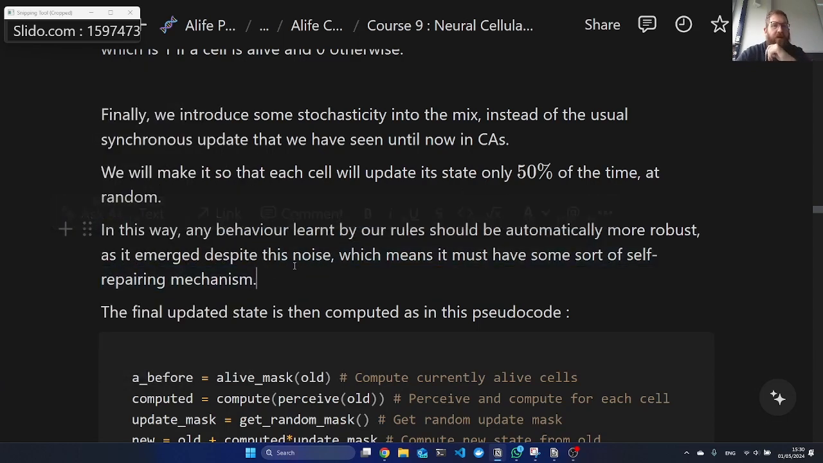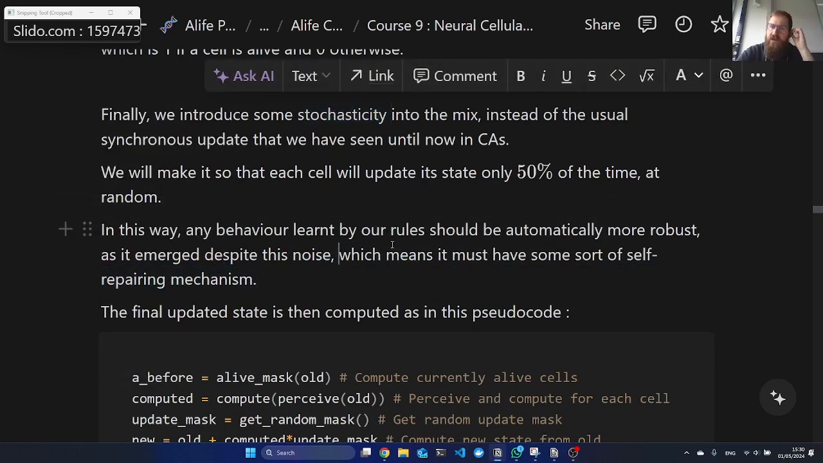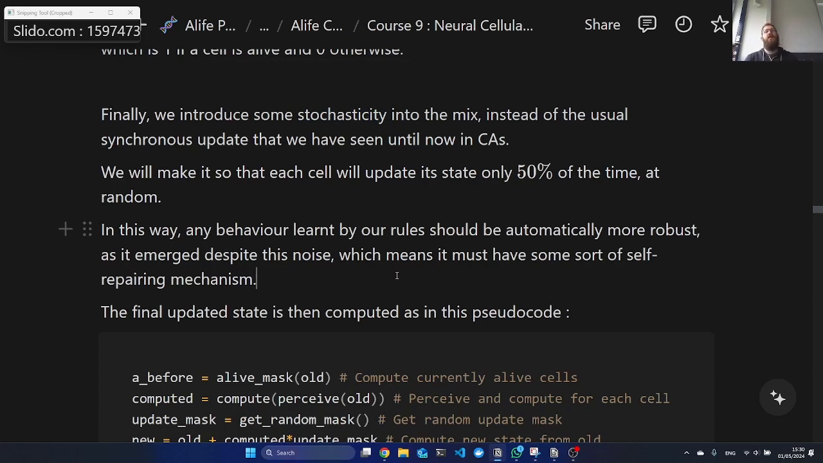Another bonus of this stochastic evolution is that the things that we learn should automatically be more robust, because if it has learned to develop a behavior, it has learned it despite the fact that each cell fires at random. So it has to have some sort of error correction baked in to take into account what happens if the cell does not update.